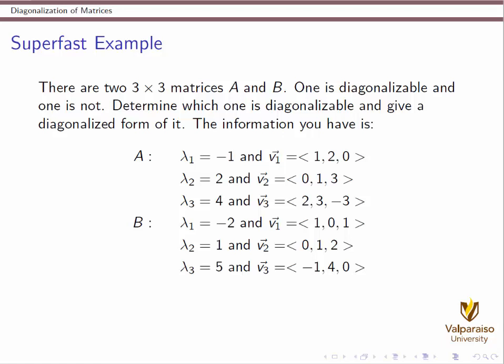So, a quick example like that: let's consider two matrices named A and B. One will be diagonalizable, one will not be. Here's their information in terms of eigenvalues and eigenvectors. Figure it out. Which one's going to be diagonalizable? That means which matrix, A or B, has the set of eigenvectors that are linearly independent.